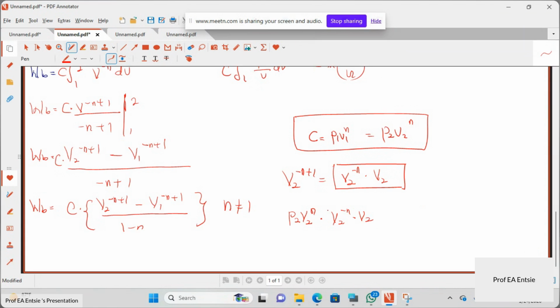So if your mathematics is good, you get P2, then V2 exponent n multiplying V2 exponent minus n. Since the bases are the same, you write one of the bases, then you subtract the exponents: n minus n, 0. And any number to the power 0 is 1. So it means V2 will vanish, V2 will cancel this, then I'll get V2 here, minus this. You see, I'm breaking everything down for you. So boundary work done, that's the continuation.